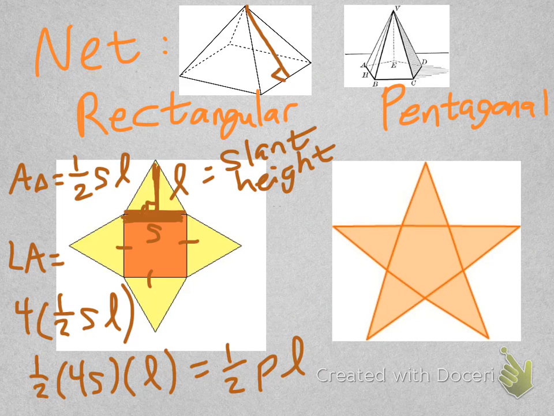So it's the same concept with the pentagon. Again, slant height here, side length there. 5 side lengths is your perimeter times 1/2 that. You end up with 1/2 PL. So any pyramid, you're going to get the same thing.